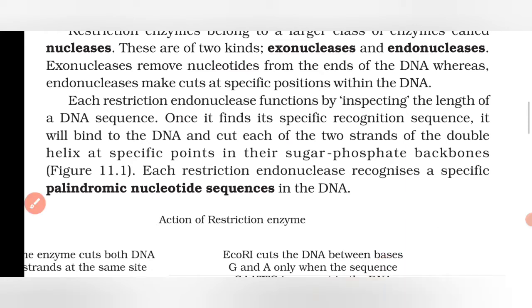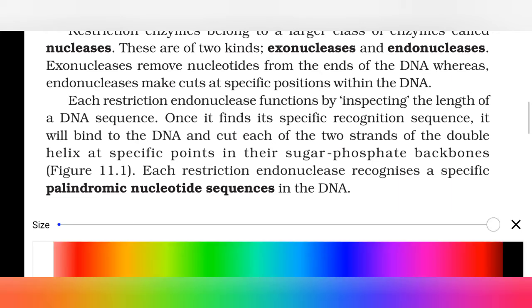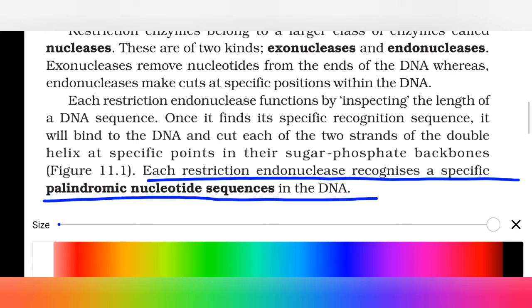So each restriction endonuclease recognizes a specific sequence. This sequence is called a palindromic nucleotide sequence in the DNA. It doesn't cut DNA at any other place other than the palindromic nucleotide sequence.